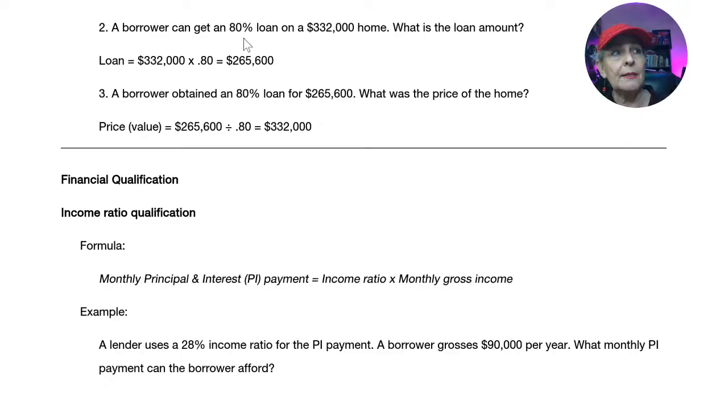A borrower gets an 80% loan on a $332,000 home. What is the loan amount? So 80% times $332,000 is $265,600. A borrower obtained an 80% loan for $265,600. What was the price of the home? Well, now we divide. We're looking for the value of the property on the contract. $265,600 divided by 0.8, converting the 80% to a decimal, gets $332,000. Any questions?